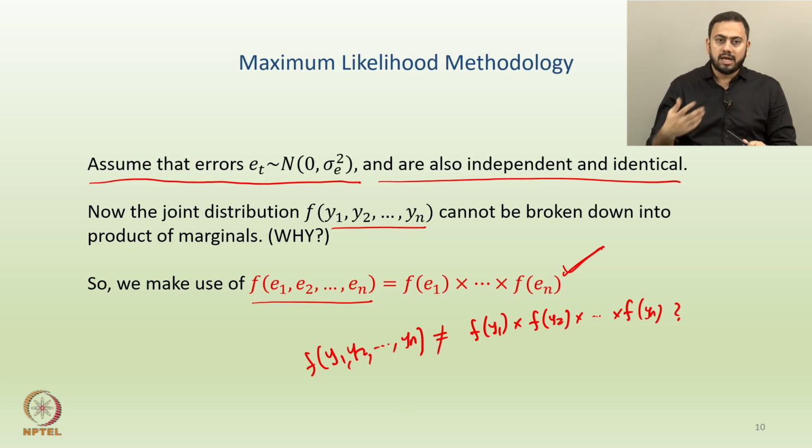Now, you may ask why we require this. Why do we require any joint density to be broken down into a product of marginals? Just for simplicity. We need not make the problem too complicated. If you are able to break down the joint density into a product of the marginal densities, then why not? We have an advantage here.